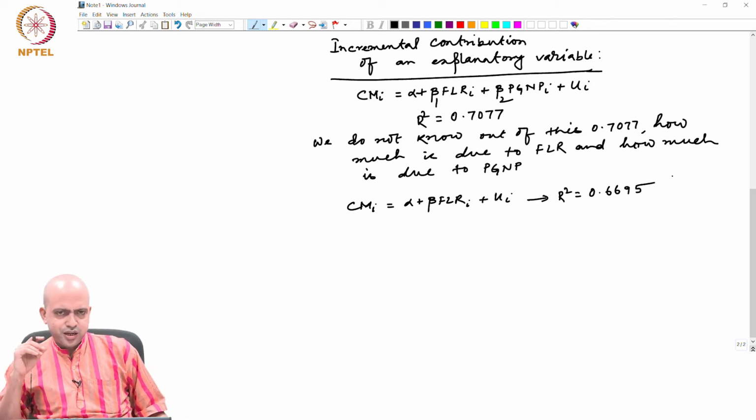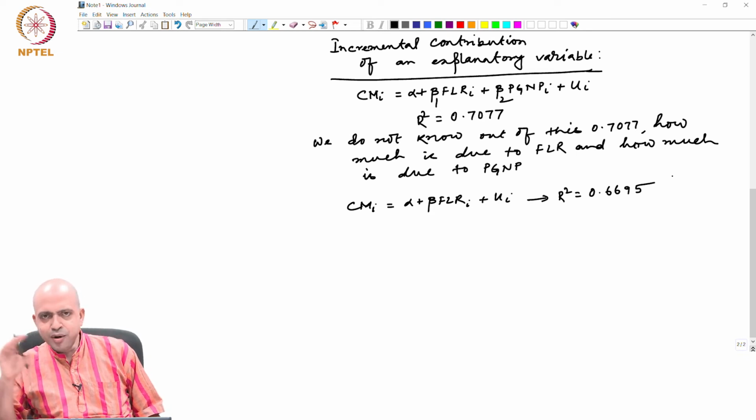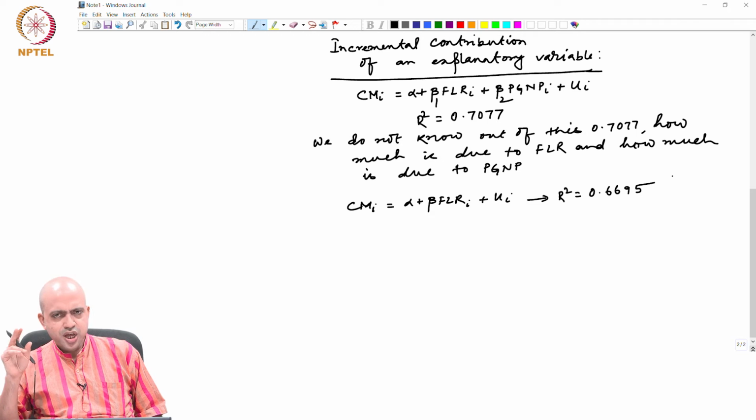Now, many times in applied empirical research, a researcher faces a problem: knowing that the FLR variable is already there in the model, should we include PGNP also? Because as we said yesterday, if you add one extra explanatory variable, the explanatory power of the model will definitely increase, but how much?